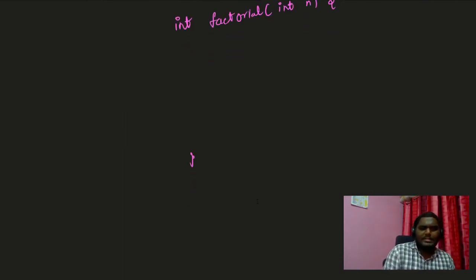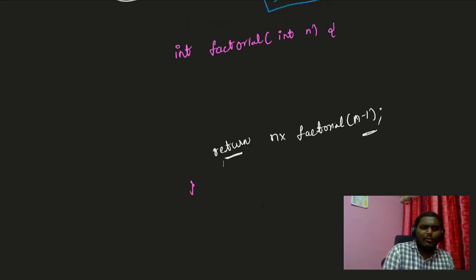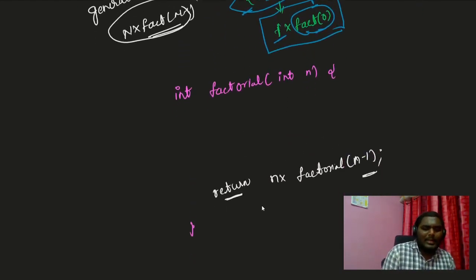Now let's see. What is the formula that you have identified? We will simply return n into factorial of n minus 1. So whenever you call fact of 5, you will simply return 5 into factorial of 4. Again you are making a call, it will go to the top and solve for 4, then again go to the top and solve for 3, and so on. At the end of the day, you will be returning this particular thing.